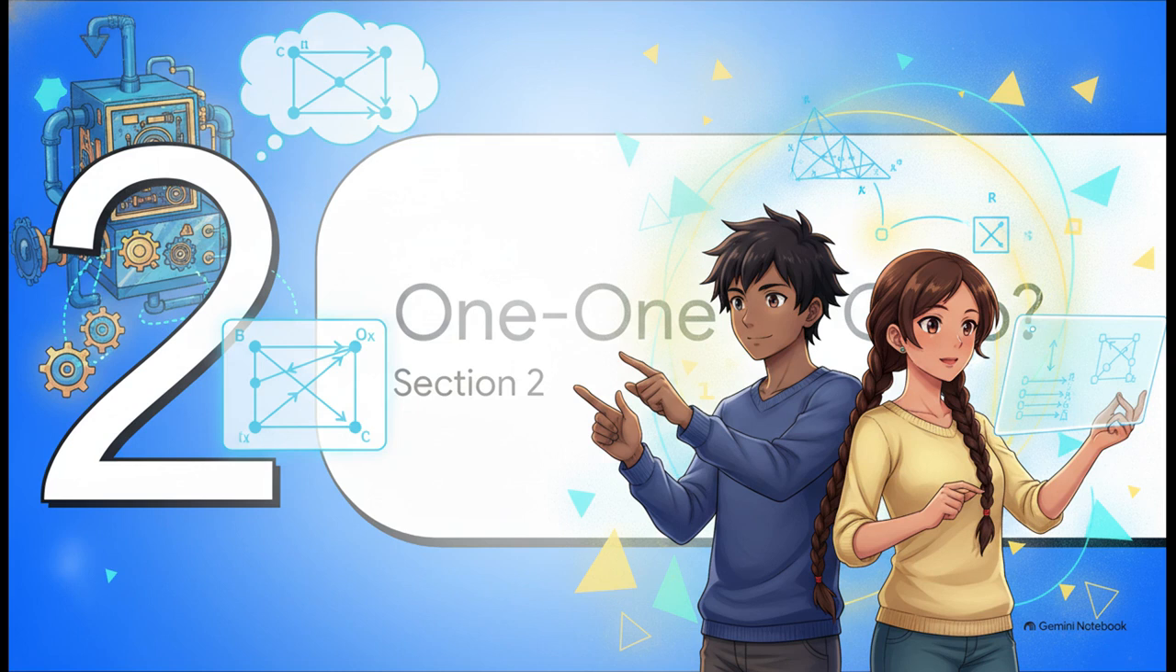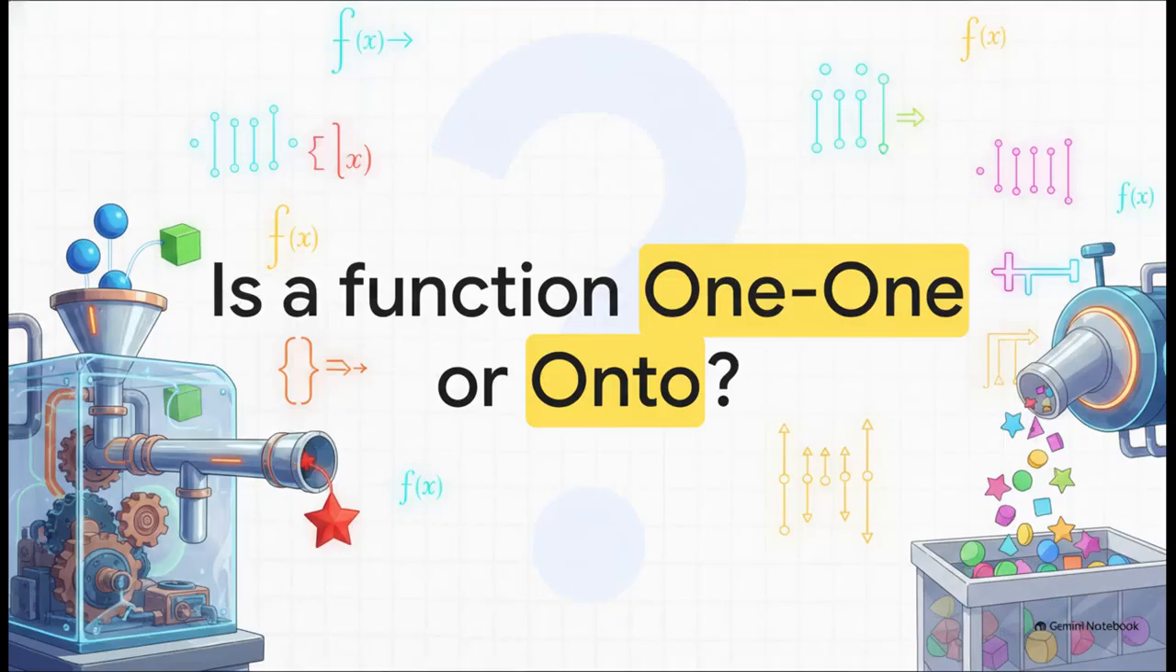That brings us to Section 2, 1-1 or onto. Let's figure out how to categorize these functioning math machines. So we have to ask ourselves, how do we know if a function is 1-1 or onto? Getting this right is literally step one for almost every advanced calculus problem you're going to face on the exam.